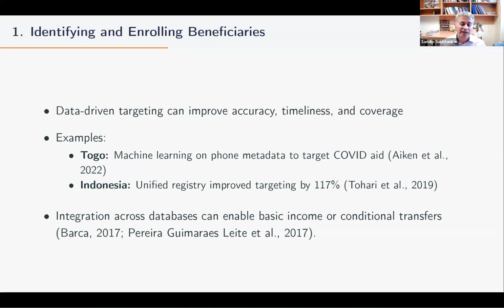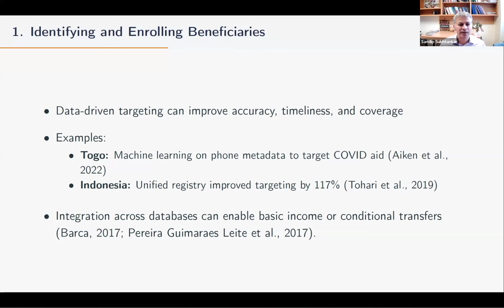And then the other nice thing you can do is use digital data to build these kinds of social protection registries. You can integrate databases, and once you've done that, you can improve targeting, but you can also do things like, okay, you had 15 different programs targeting 15 different types of people, doing 15 different things. Now maybe you can combine all this and just have a single basic income program or a conditional transfer program. Okay, so that's one of the potential uses of digital technology.